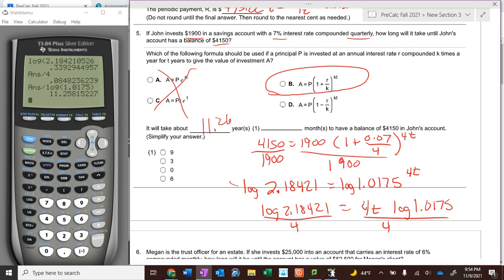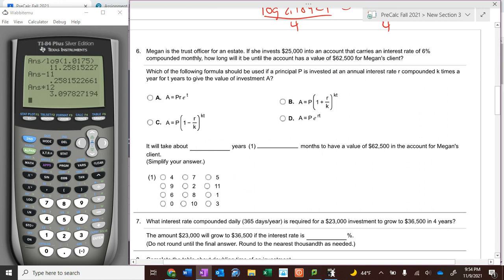If you subtract 11 from it, that's the fraction of a year. If we take it times 12, that's 11 years and 3 months.